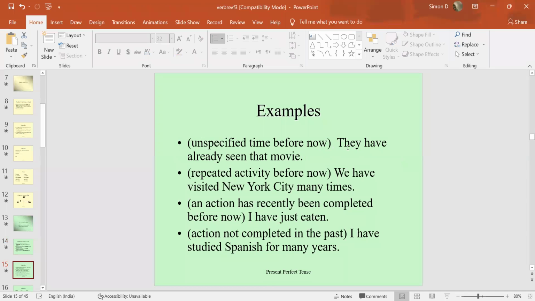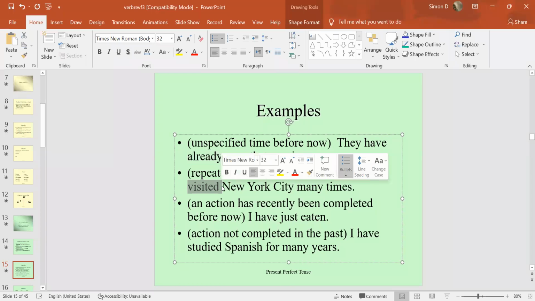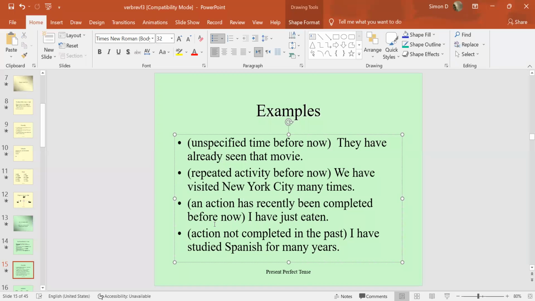Unspecified time before now: they have already seen that movie. Have seen. Have already seen, right? So have and seen. The construction would always be have plus the past participle of the verb. Repeated activity before now: we have visited New York City many times. Have visited. So this is present perfect.